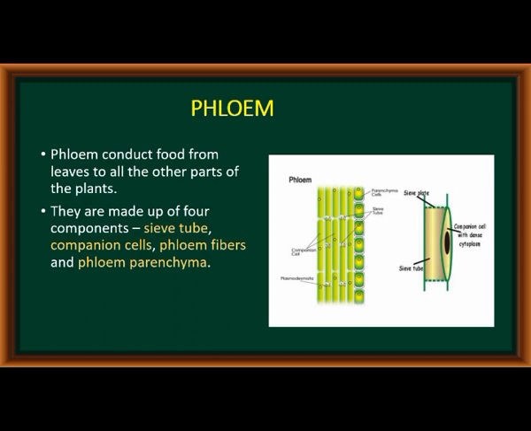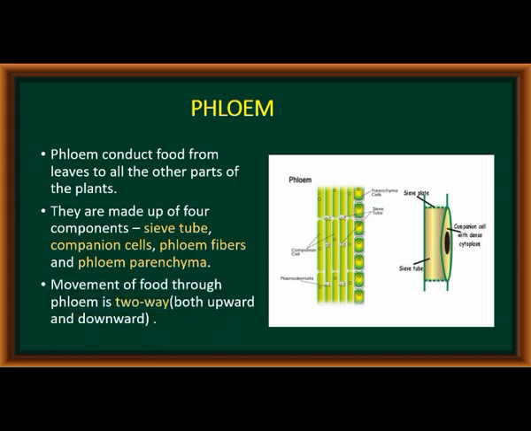So this is the diagram of a phloem. Here is the companion cell with dense cytoplasm. This is the sieve tube with sieve plate. Now these are the parenchyma cells. These are the companion cells, and these are the sieve tubes. The movement of food through phloem is two-way. That is, the phloem conducts food in both upward and downward directions.